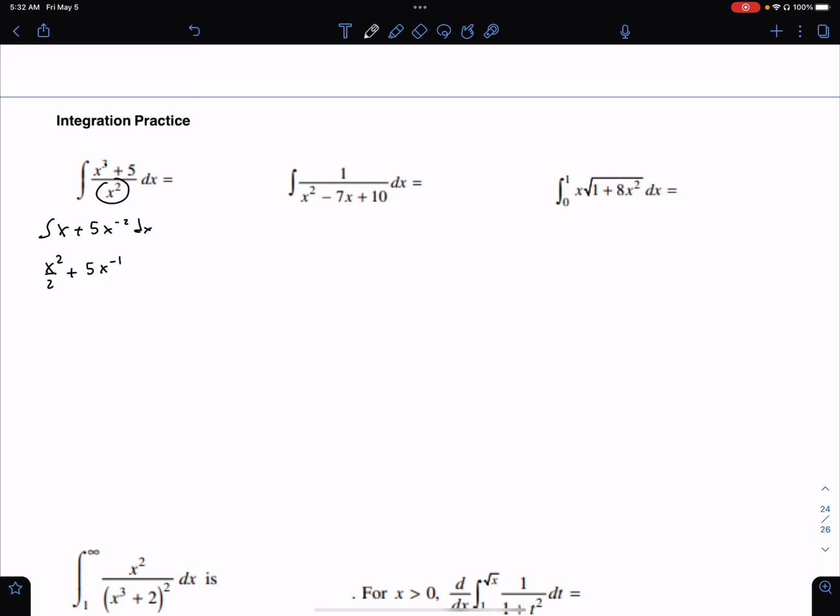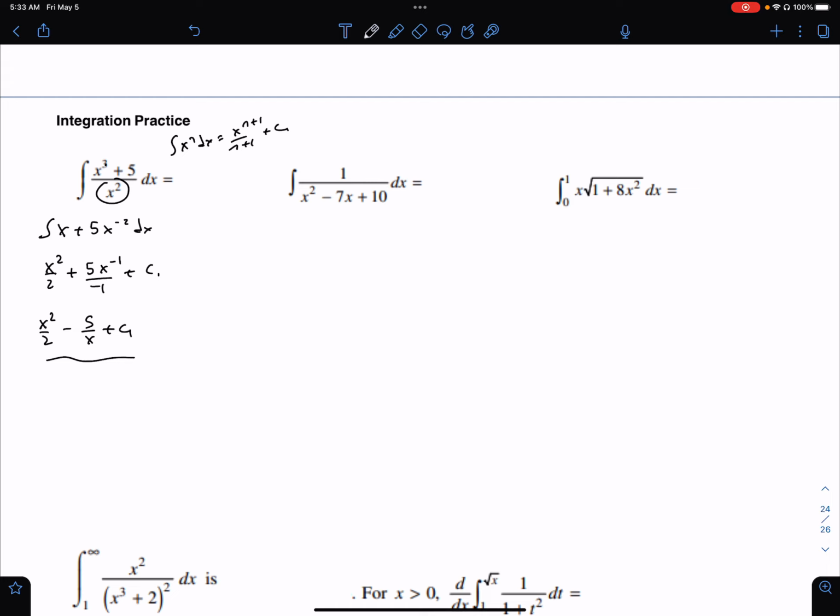this becomes 5x to the negative 1 over negative 1. Remember, we're adding our powers. It's just our basic power rule. If x to the n, this just becomes x to the n plus 1 over n plus 1, plus your constant of integration, which is plus c. So here we get x squared over 2 minus 5 over x plus your constant.